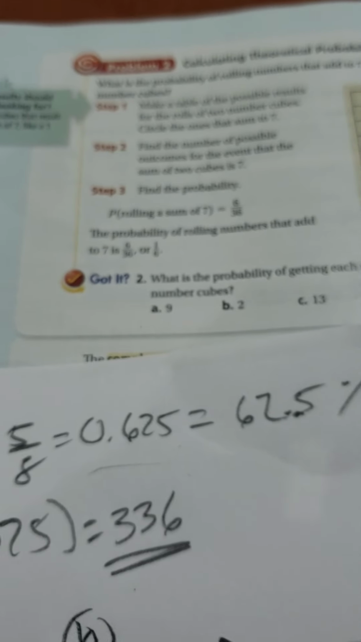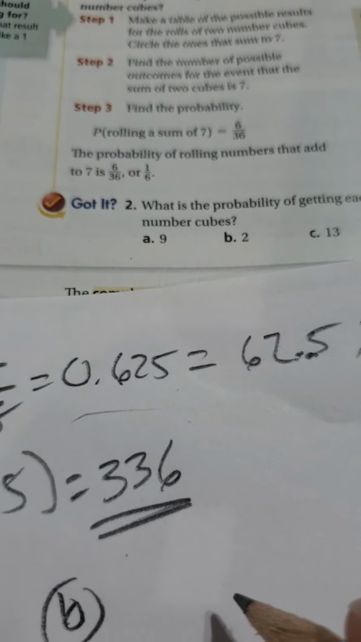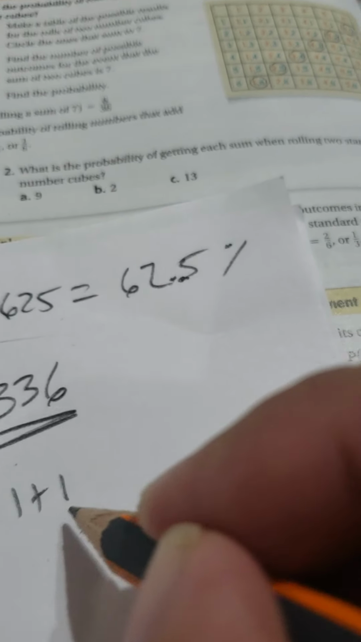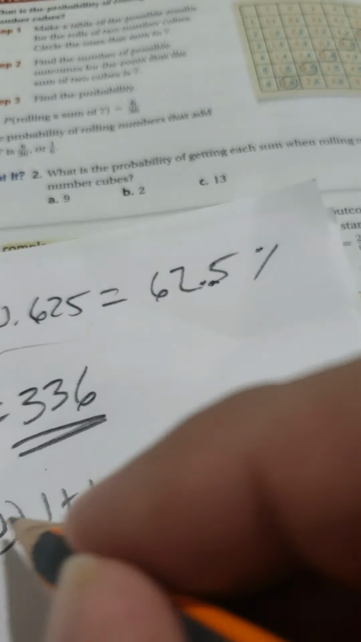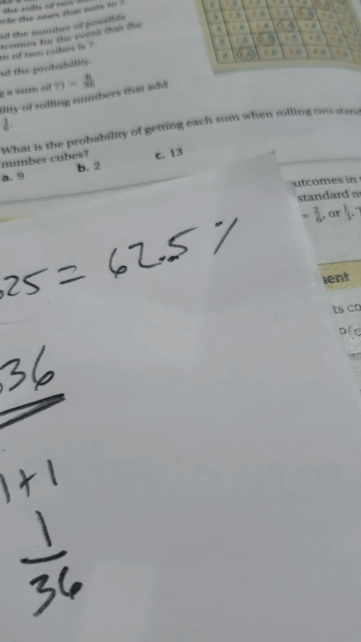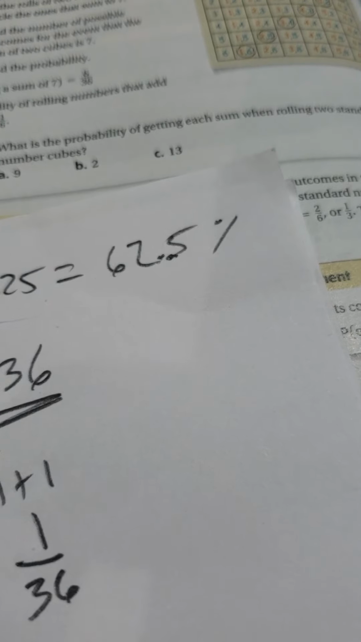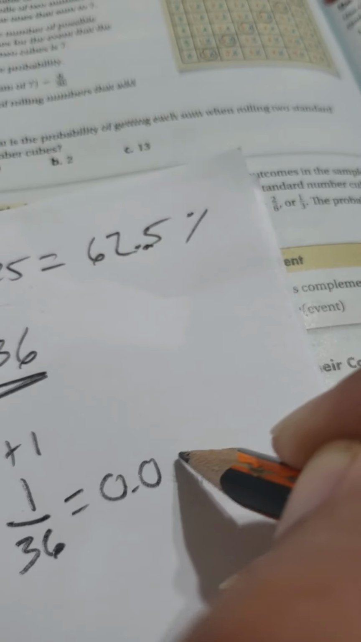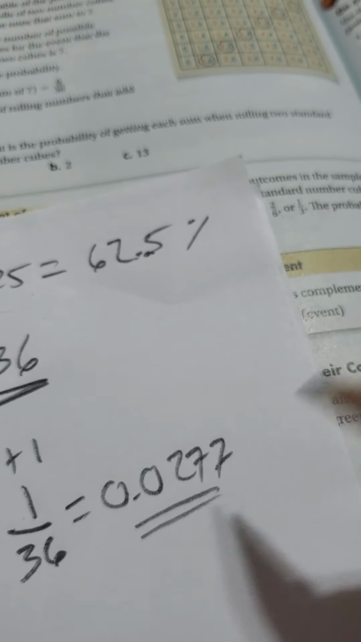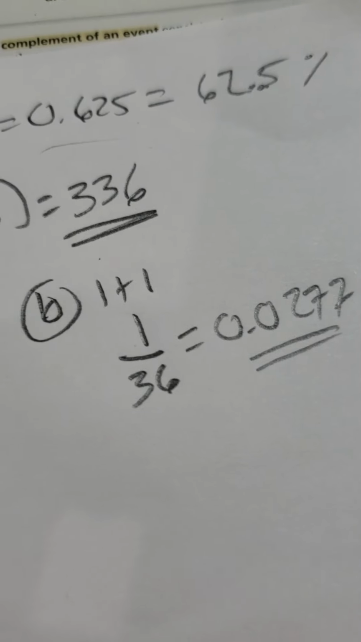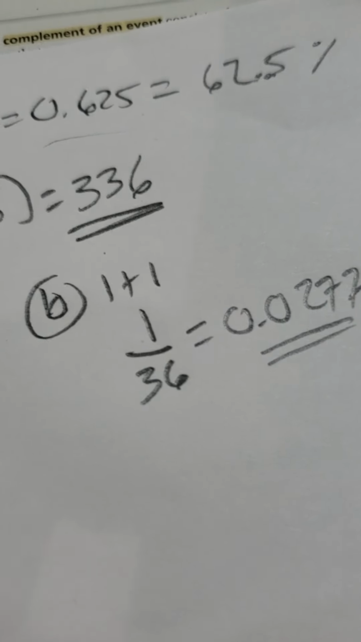Now, let's do the other example, letter B. It says, what is the probability of getting a number 2? The only way to get a 2 is 1 plus 1. That is the only event, because any other combination will be more than 2. That means 1 over 36, which is the simplest form. Now, 1 over 36 as a decimal is 0.027. It's not high. Definitely it is unlikely to get a 2 as a result.